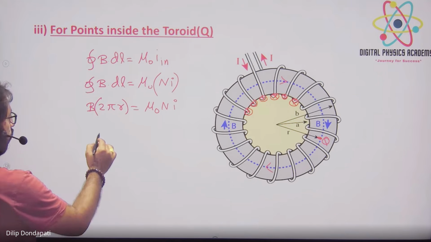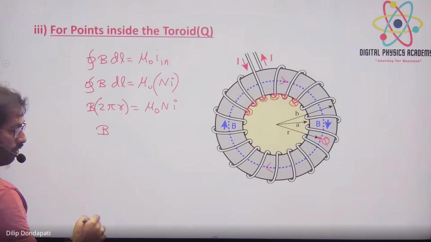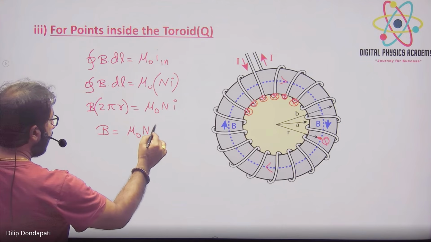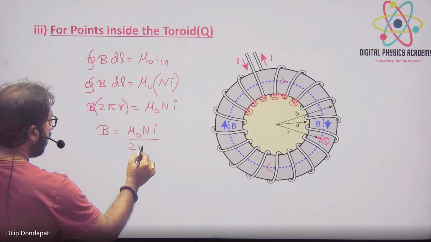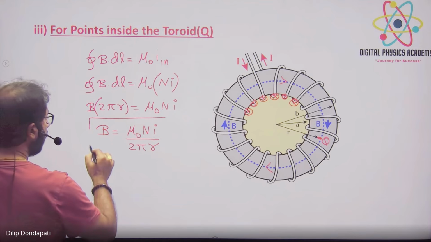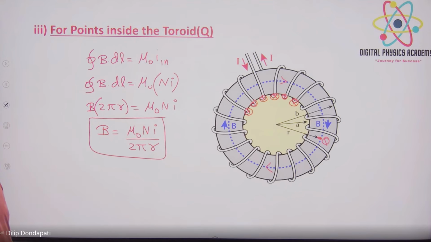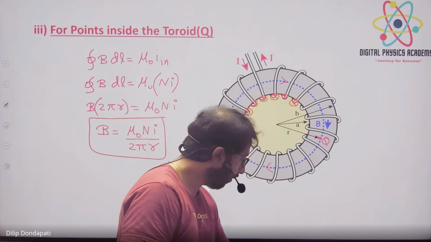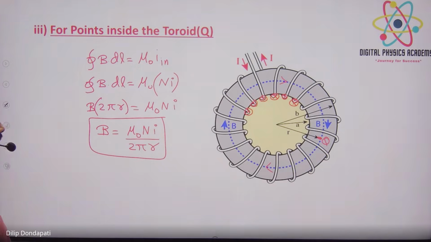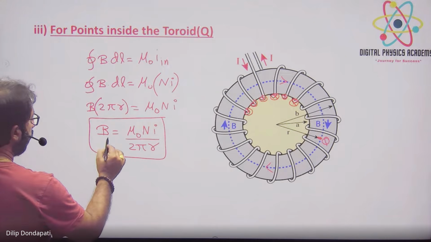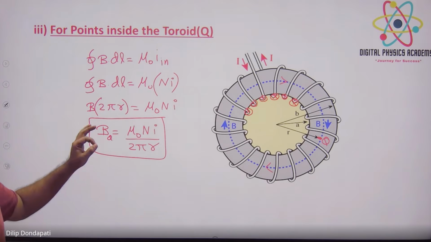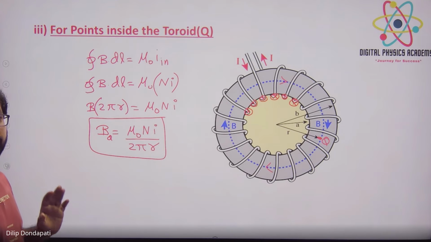Therefore the formula in a toroid का formula में mu naught N I by 2 pi r. चलो first, magnetic field is mu naught N I by 2 pi r. Magnetic field at this point Q, which is inside the core. Inside the core only magnetic field will be there. Outside, inside में नहीं रहेगा.